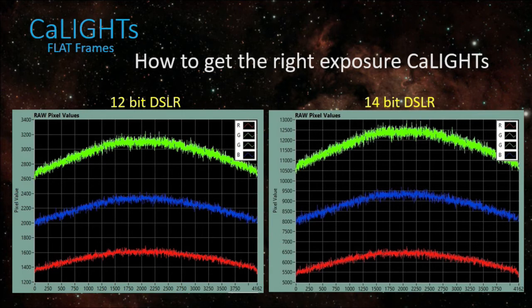If you're using a 12-bit DSLR, then you are looking for pixel values that are close to 3200, but not higher. You also want to ensure that you don't see a bunch of pixels that are above 3200 and are all the same value. This is a clear indicator that these pixels are saturated. If you're using a 14-bit DSLR, then you're looking for pixel values that are close to 13,000, but not higher. Also watch for saturated pixels above 13,000.